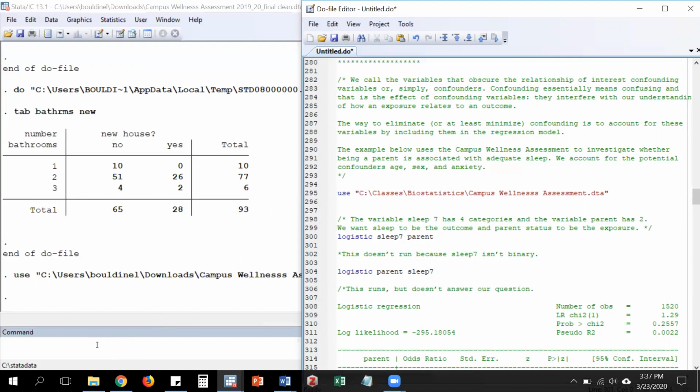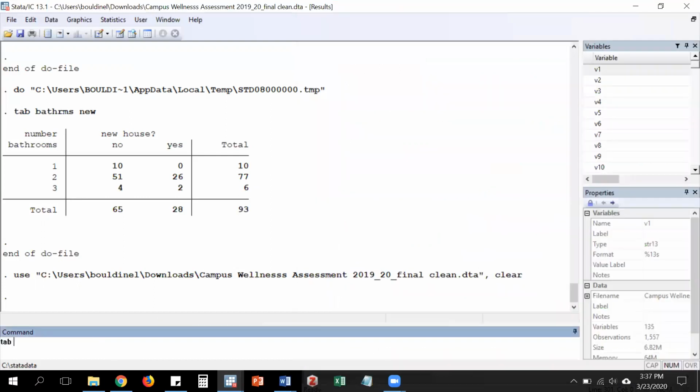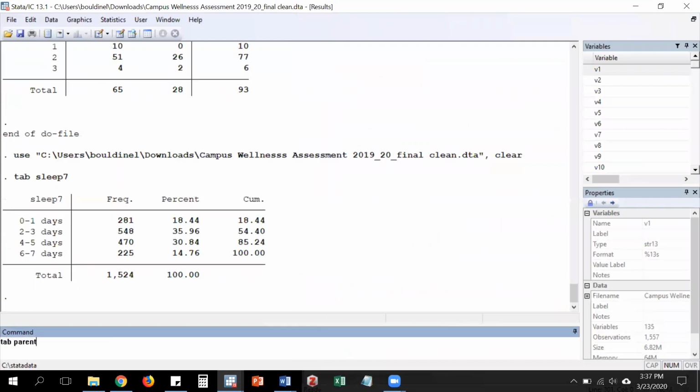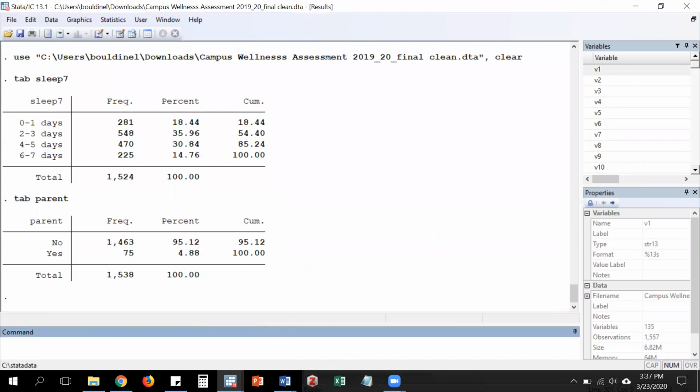I don't have this in there, but just as a reminder, we could tab sleep7 and tab parent just to see what the response options are. Just by looking at this, you can see sleep7 has 4 categories. People reported the number of days in the last week when they got 7 to 9 hours of sleep. And the parent variable is just yes or no, so 2 categories.